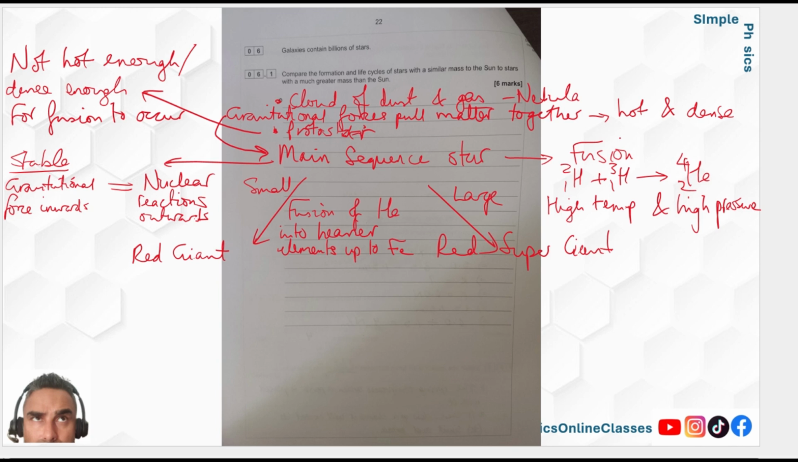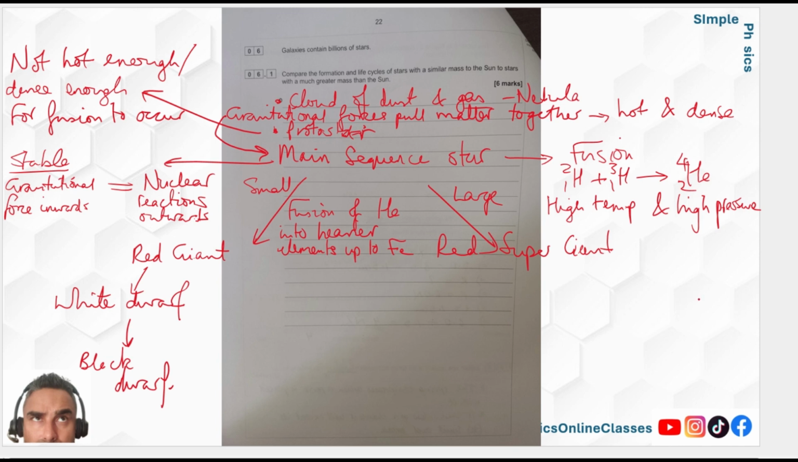Eventually, in a red giant, once you've fused everything up to iron, it then cools and contracts and becomes a white dwarf, and then cools further and becomes a black dwarf. So that is the fate of our sun.